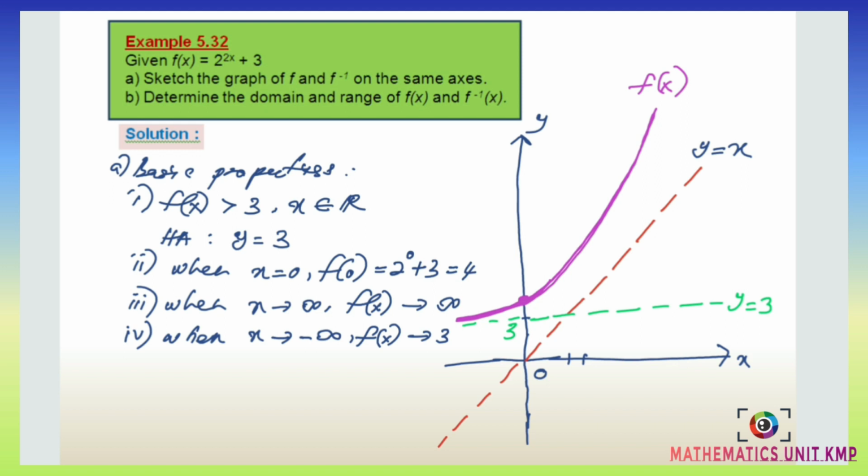Now we sketch f inverse. Sketch the vertical asymptote x = 3 and the x-intercept at 4. The inverse graph approaches the vertical asymptote at 3. And reflect the graph to get f inverse.